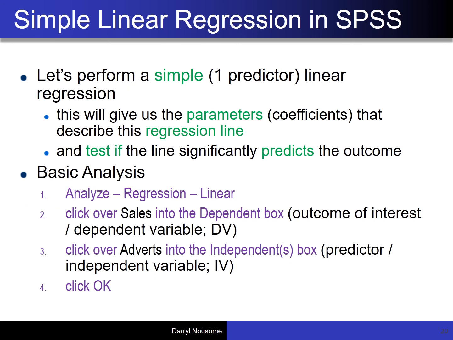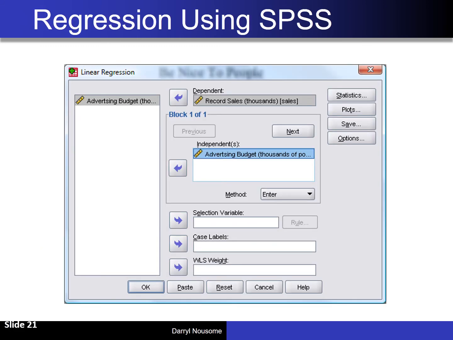To run a simple linear regression, which gives us the parameters that describe the regression line, and then we can also test it statistically, this is pretty much the same thing we've seen before. You'd click Analyze, go under Regression, and choose Linear. We want to make sure that our sales are in the dependent box, because that's our outcome of interest. Then we put our adverts variable into the predictor, or independent, variable. Then you just click OK. We don't need to do anything too fancy.